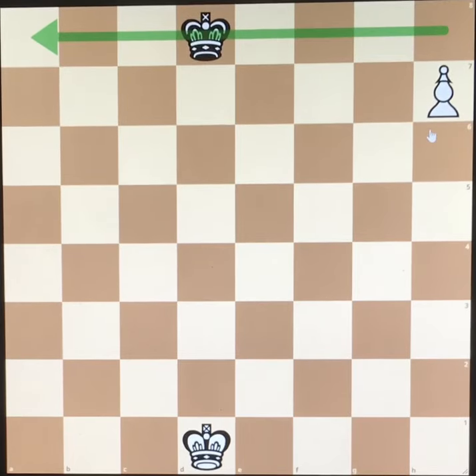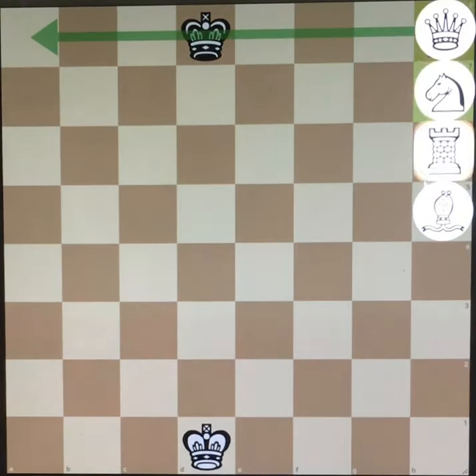Another special capability the pawn has, probably the most powerful one, is that it can promote when it reaches the 8th rank, which is the rank detailed by the arrow here. So if it reaches the 8th rank, it can promote to any one of these pieces: a queen, a knight, a rook, or a bishop.